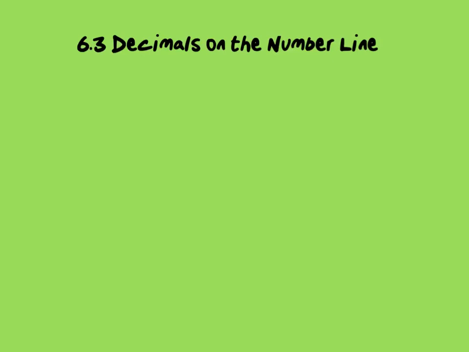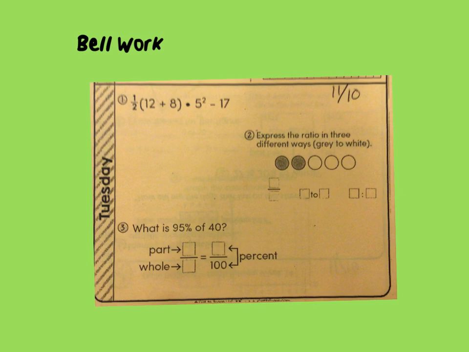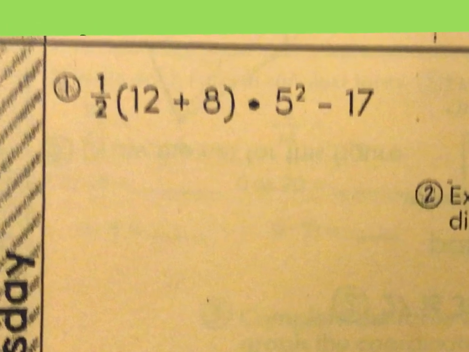Hey students, we are going to be discussing 6.3 today, and that is decimals on a number line. All right, let's start off by doing our bell work for the day. We're going to look at number one. Number one is order of operations, so we want to do grouping first. Some of you may not be familiar with this, so let's talk about it together.